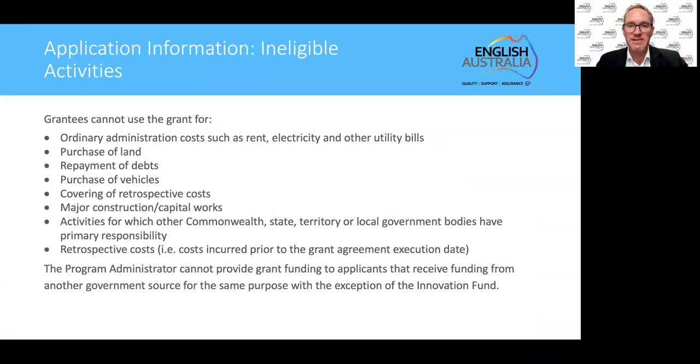Now, use of funds. When we look at the use of funds, again, the criteria is quite broad. I've mentioned some of the options previously: curriculum development, staff expertise, infrastructure. But there are certain things you aren't able to use the grant funds for. So things such as your ordinary operating costs, rent, electricity, utility bills, purchase of land, those things outlined here. And again, costs with staffing, if it's just regular ongoing staffing costs, that cannot be covered through the program.